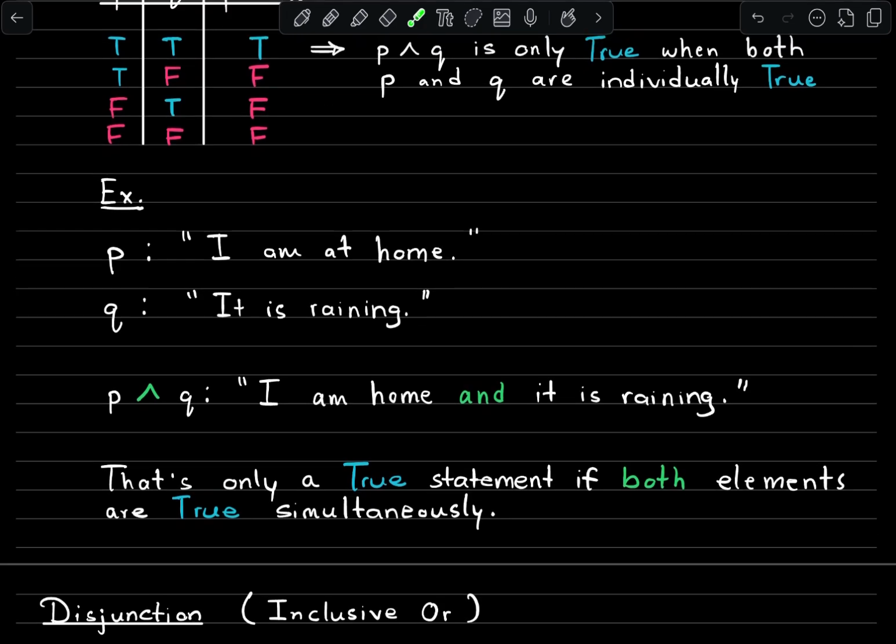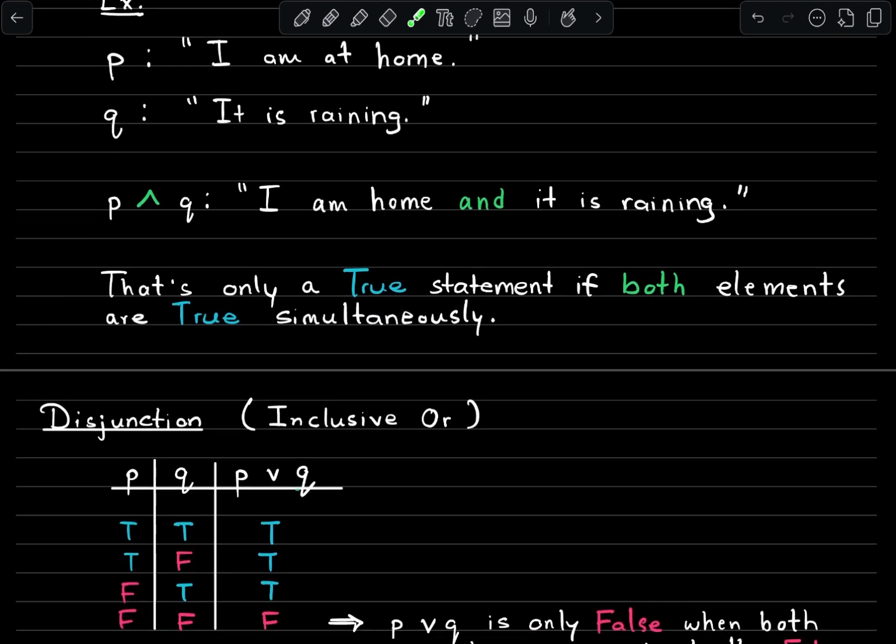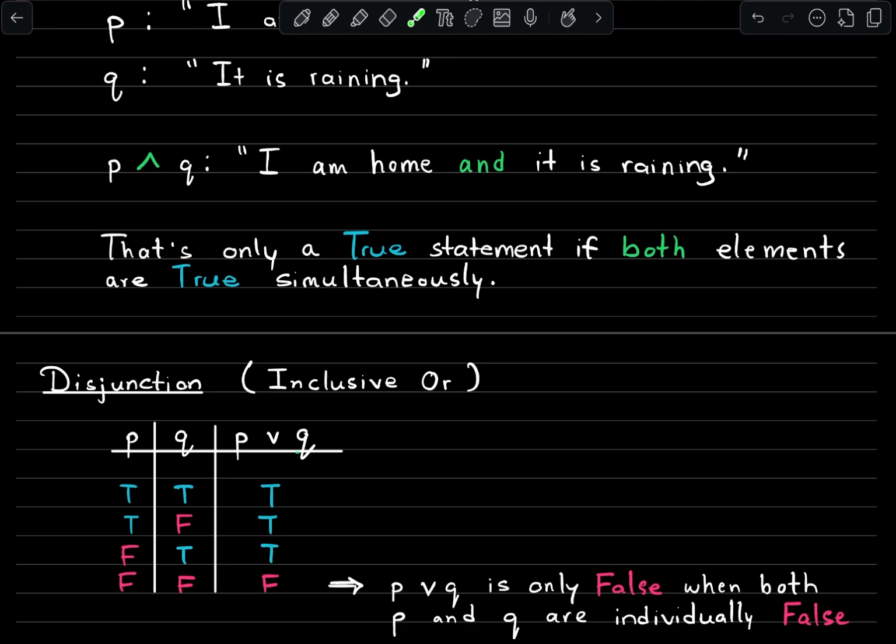Then we've got the disjunction, which is going to be known as the inclusive or. And here's our truth table. So the inclusive or is a lot more forgiving. This one's going to be true as long as just one of these statements is true.